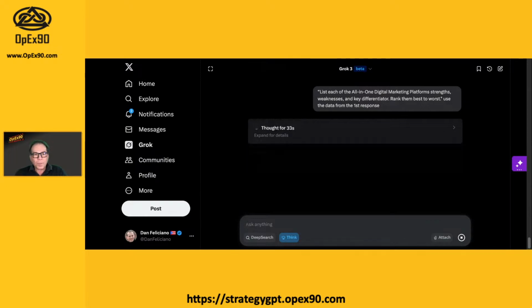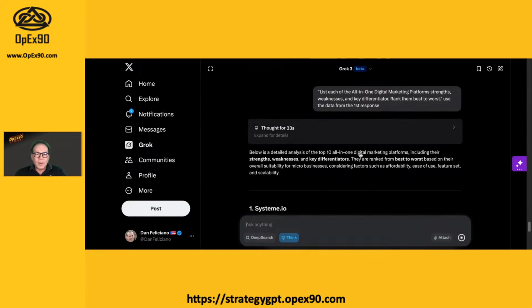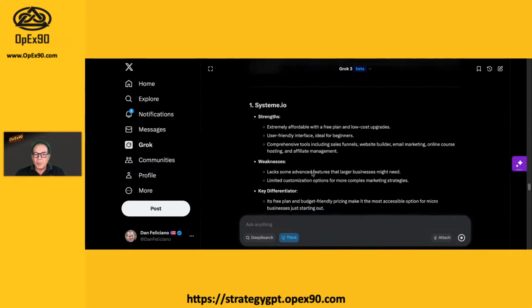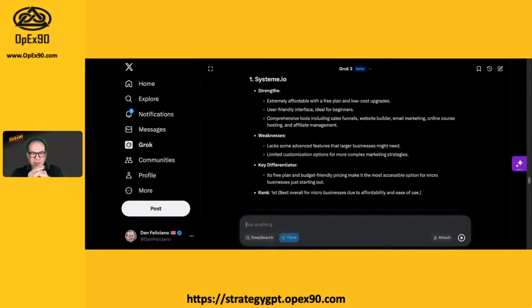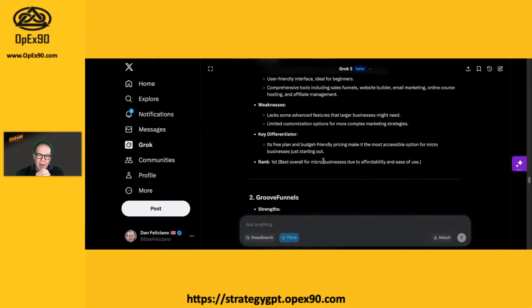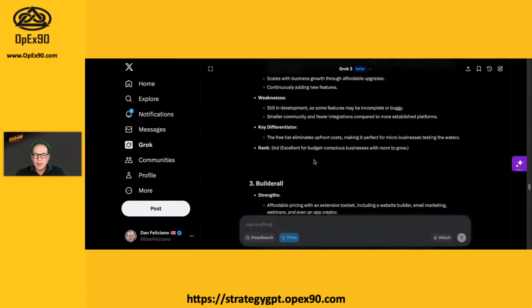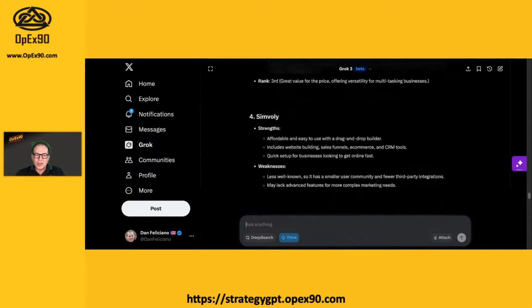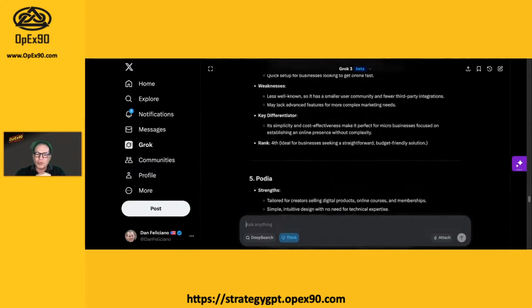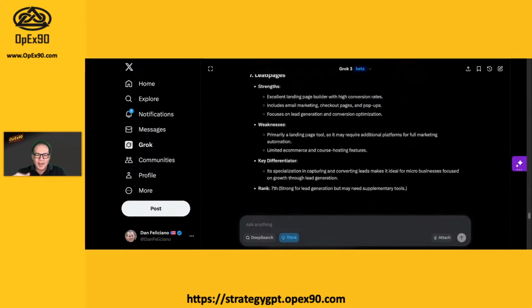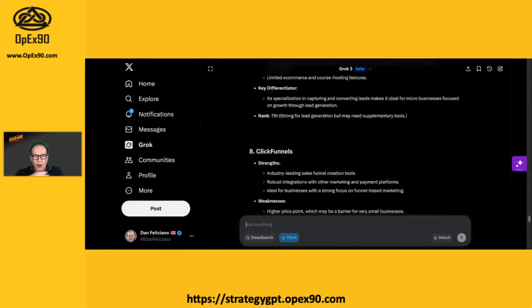So again, what we're doing is, all right, it's listing them from best to worst, right? The strengths, the weaknesses, and the differentiators. So System IO, strengths, weaknesses, and differentiators. This is great to know. I have the prompt written to rank it for us. GrooveFunnels came up near the top here, right? Builderall. So here is its thoughts about some of these apps. GetResponse, landing page, and it just put them in some sort of order here. So that's perfect for us, right?